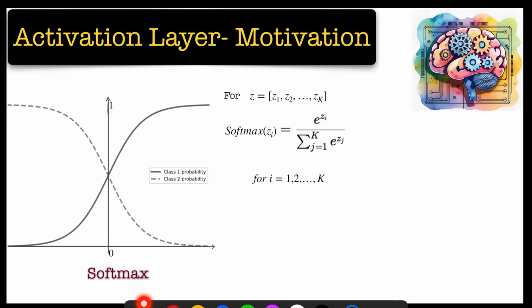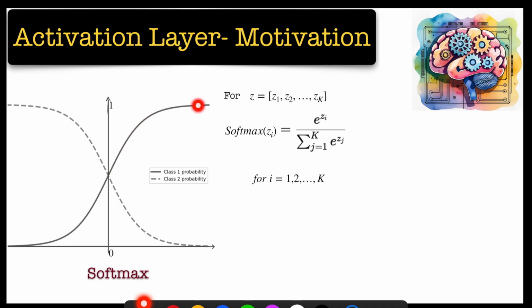And the next one is Softmax. We have seen Softmax in multi-class classification. Consider Z1, Z2, up to Zk; these are the classes, right? And Softmax of any Zi will be e to the power Zi over the summation of all e to the power Zj, right? So this gives the probabilities for all the classes, and these probabilities will sum up to 1.